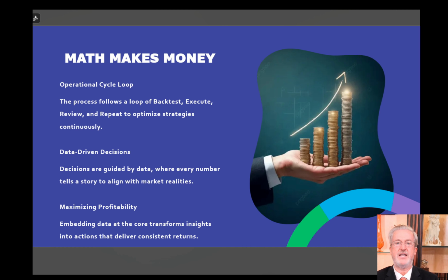So, math makes money. This is the operational cycle loop that I was talking about: backtest, execute, review, repeat to optimize the strategies. It's not just MEX. It's also EMAs. We love those. Double calendars are great. Opening range breakouts. Don't forget your reverse iron condors. They are wonderful. Maria's favorite is the naked put and the wheel strategy. I love that as well. Those are great, and they're a little bit more difficult on SPX, but they're still things you want to put into your portfolio so that you have some diversity across what you're doing.